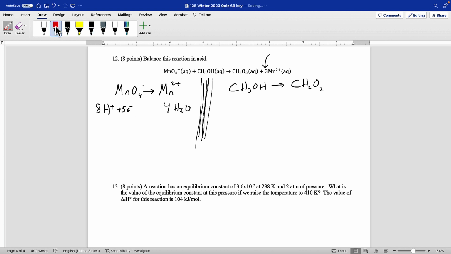So looking at this, you can also check oxidation numbers. This isn't necessary, but it's a good check. If you do your oxidation numbers, you see that this is +7 and this is +2, and the difference between 7 and 2 is 5. So we got that part right. That's just like a little internal check you can do.